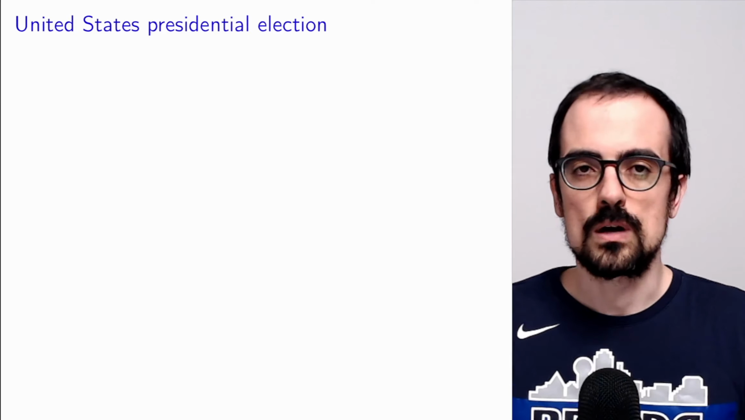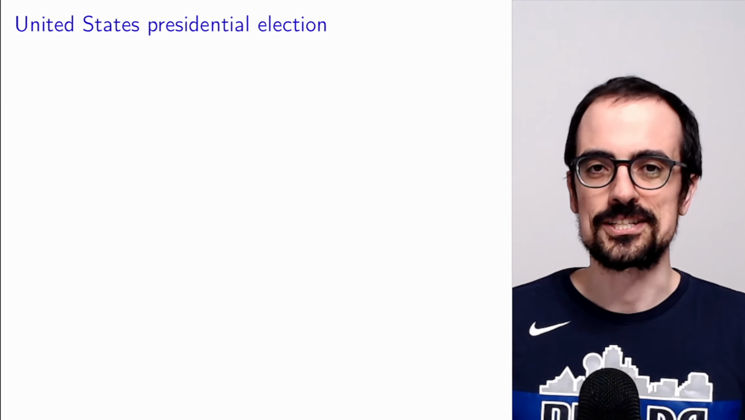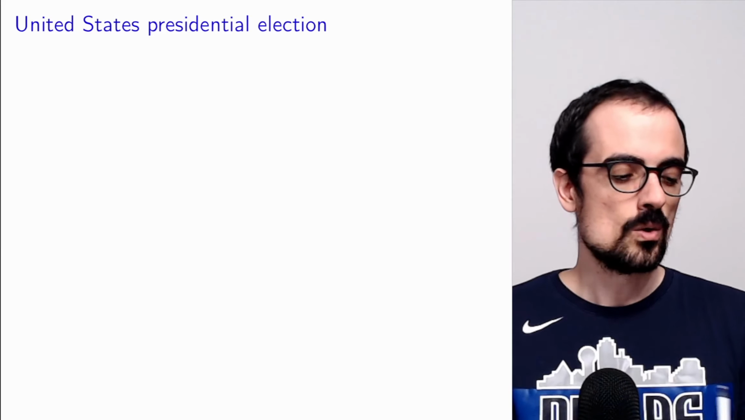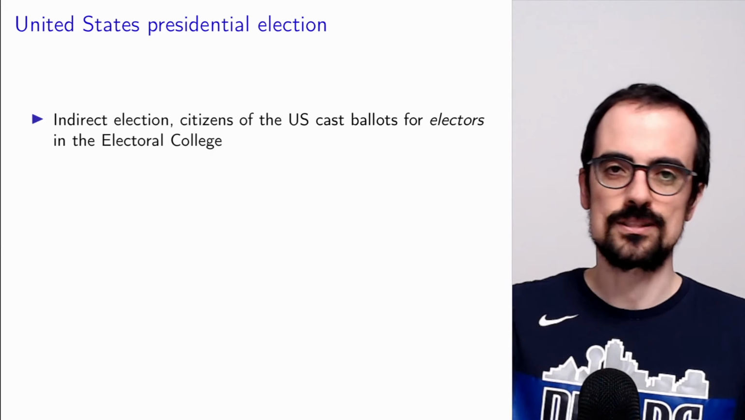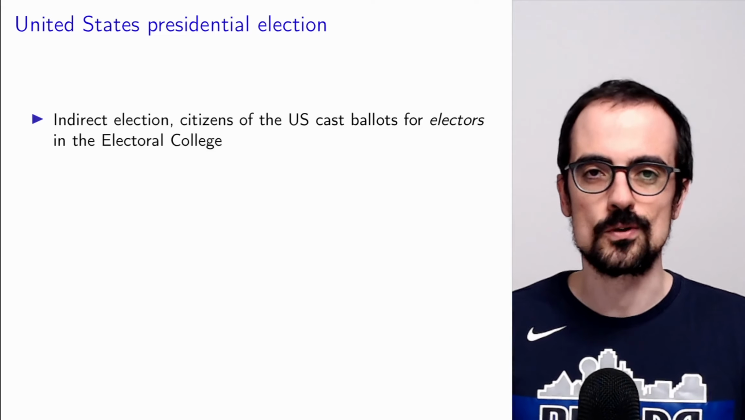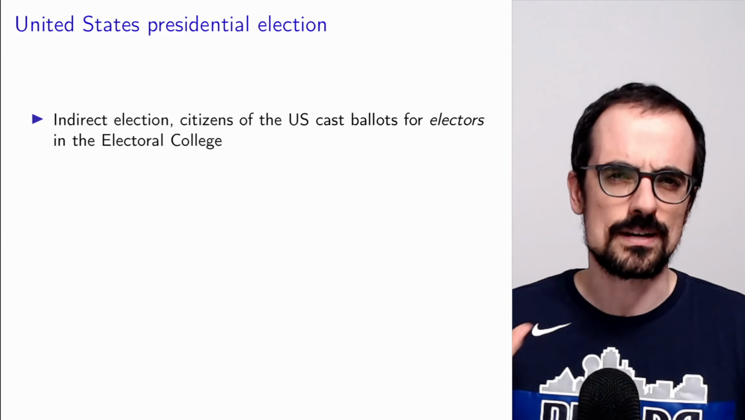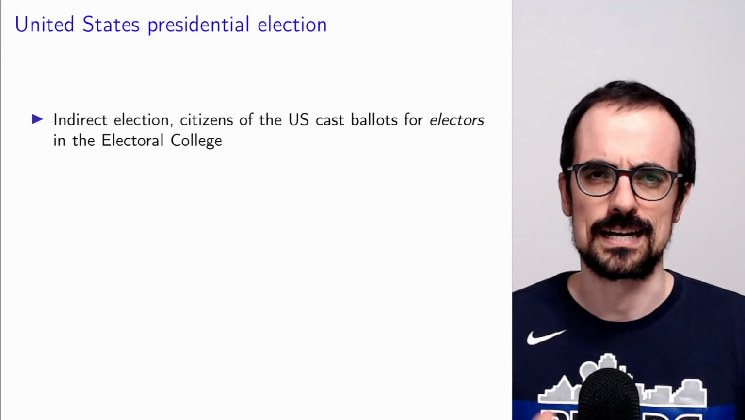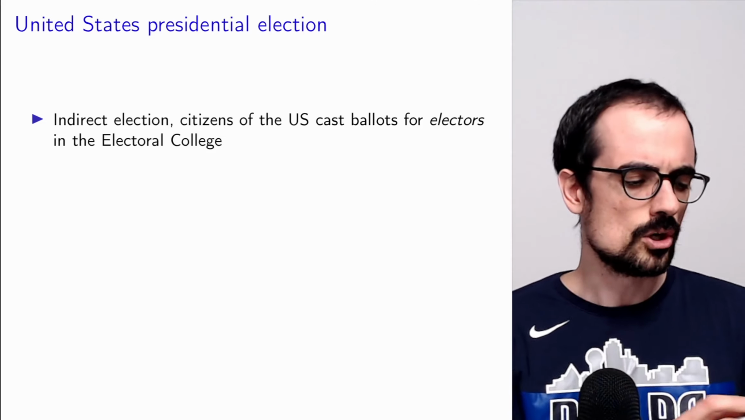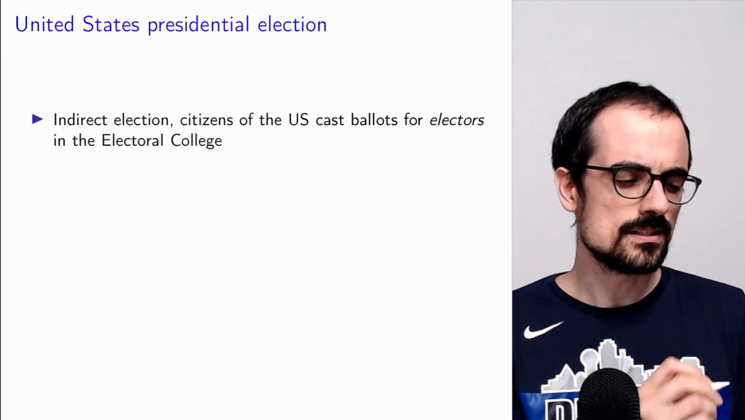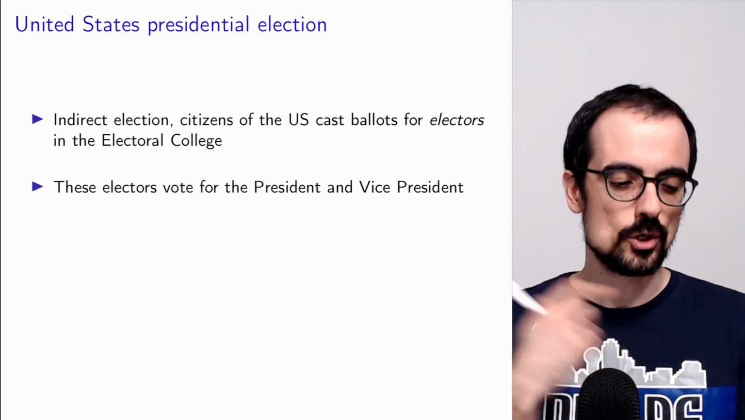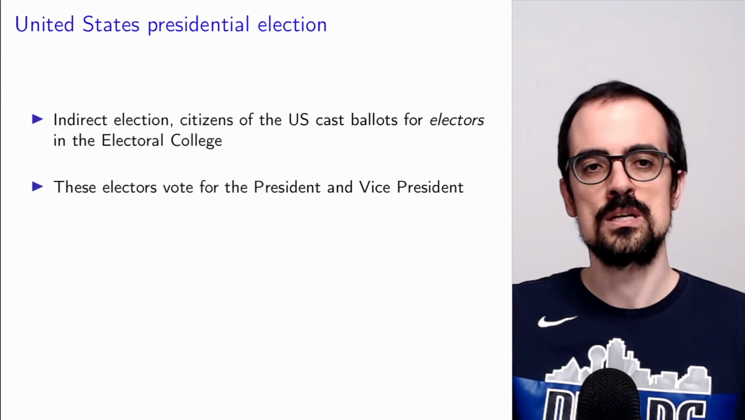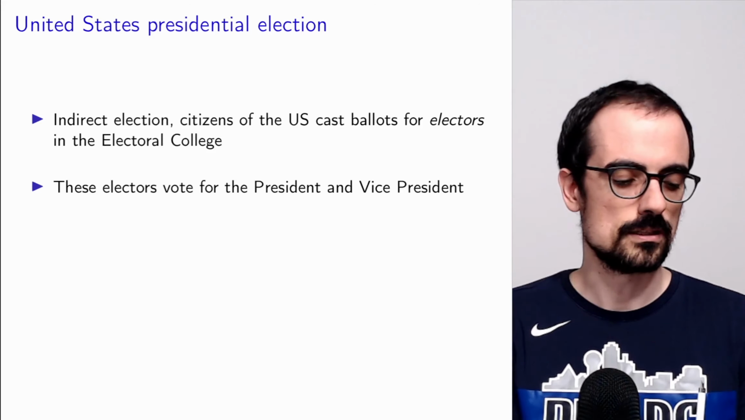Okay, so how does the United States presidential election even work? Well, it's an indirect election. We don't just count the number of votes, and whoever has the most votes wins the election. In fact, if I remember correctly, I think Hillary Clinton had more votes. So what happens is that citizens of the US cast ballots for electors in the Electoral College. And those electors are the ones that choose the president and the vice president.